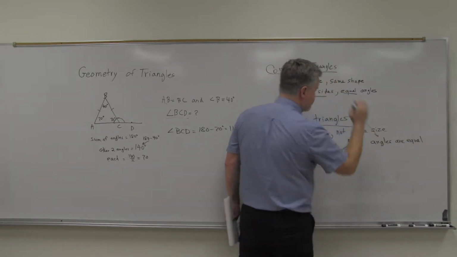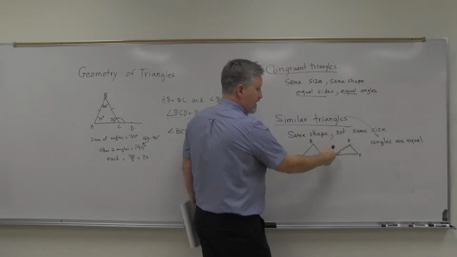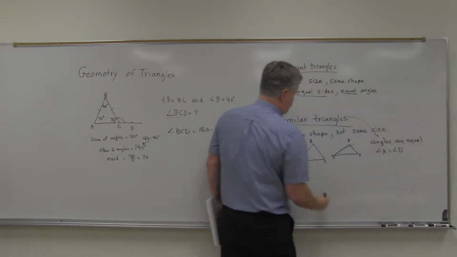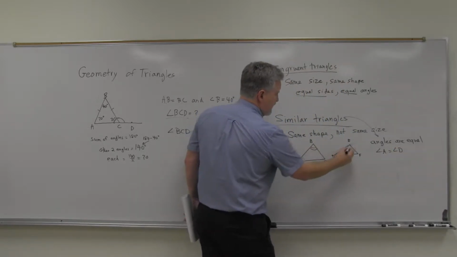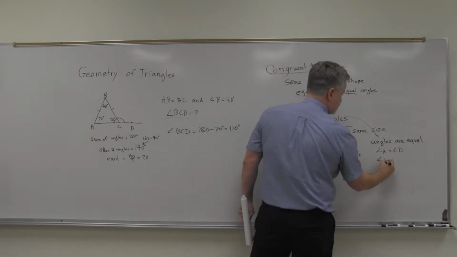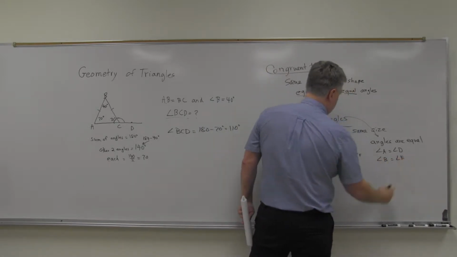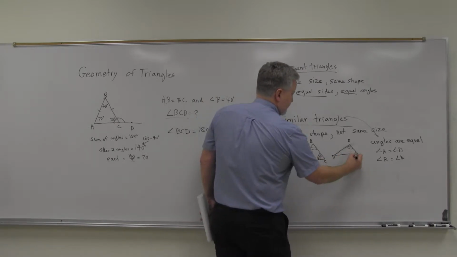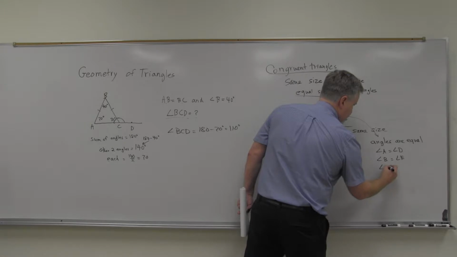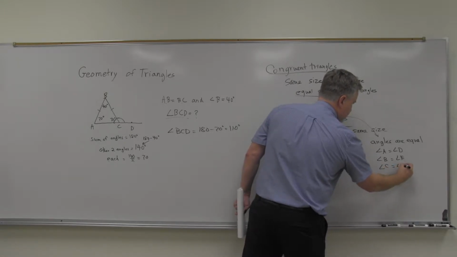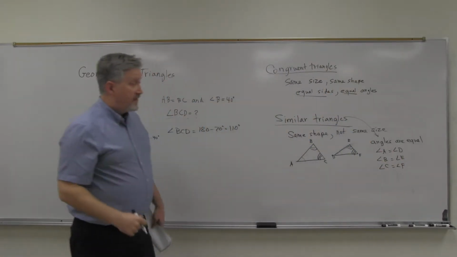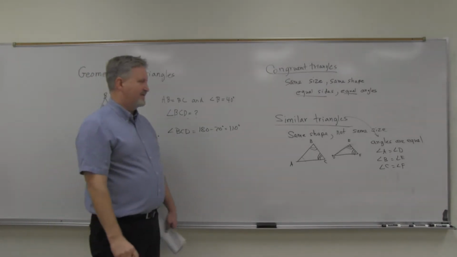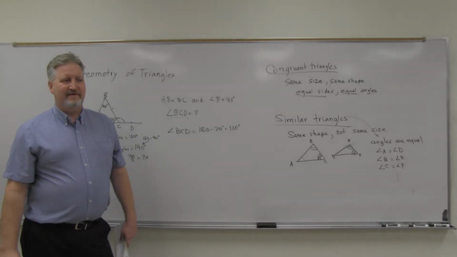So in similar triangles, the angles are equal. We've got angle A and angle D are equal. Angle B and angle E, they're equal. And then angle C and angle F are equal. Sometimes you'll see the little marks like that to show which ones are equal. So the angles are the exact same angle, or they should be. Mine's off a little bit, but they're exact same angles.